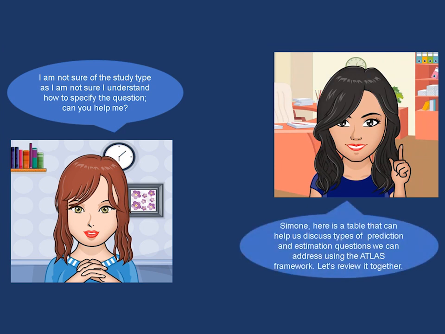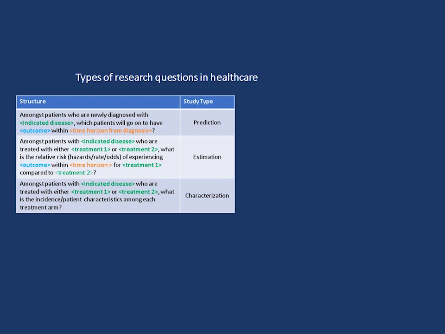Simone, here's a table that can help us discuss the types of prediction and estimation questions we can address using the ATLAS framework. Let's review it together. The types of research questions in healthcare that we can think about are prediction problems, estimation problems, and characterization problems. If we were to think about a prediction problem, we can think about patients who are newly diagnosed with a disease. Which patients will go on to have an outcome within a time frame from the diagnosis?